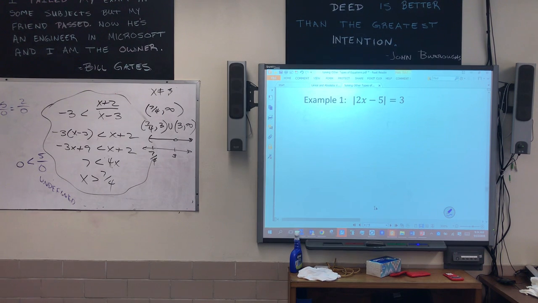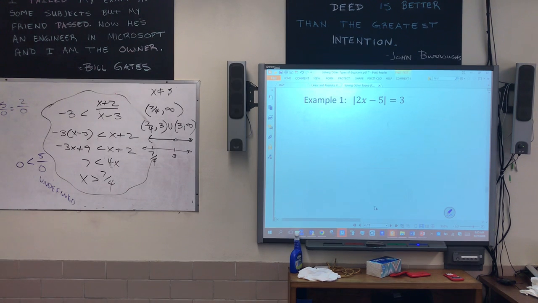So we're looking for the value of x right now that will put that expression, 2x minus 5, 3 units away from 0, right? That is what that is saying to us. But 3 units away from 0 means that 2x minus 5 could be positive 3 when I plug in x, right? But what else could it be? It could be negative 3, okay?